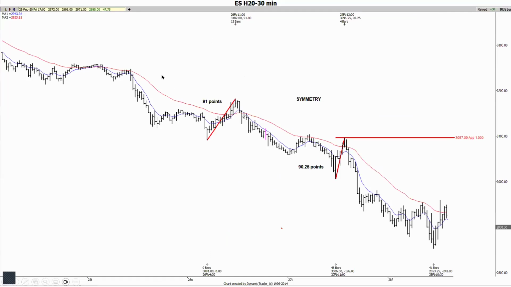All right, let's take a look at another example of a projection. Now, this is a 30-minute chart, and also this is a good place to talk about symmetry. Now, symmetry is similarity or equality when comparing swings in the same direction. So here we've got two swings that are very similar, 91 points and 90.25 points. And what we did here was we basically took the prior low to high swing. Again, you can see that was 91 points.